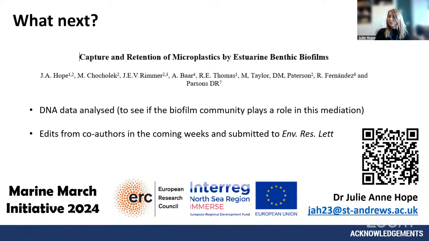So what's next? So we're in the final stages of this paper. We're looking at some of the DNA analysis at the moment to see whether the community composition of these biofilms plays a role in the mediation. And this is really to try and get at the differences in those metal treatments. Are the metals stressing and creating different communities, and does that have an effect? So we're hopefully going to get that out in the coming weeks. And my details are there for that study.